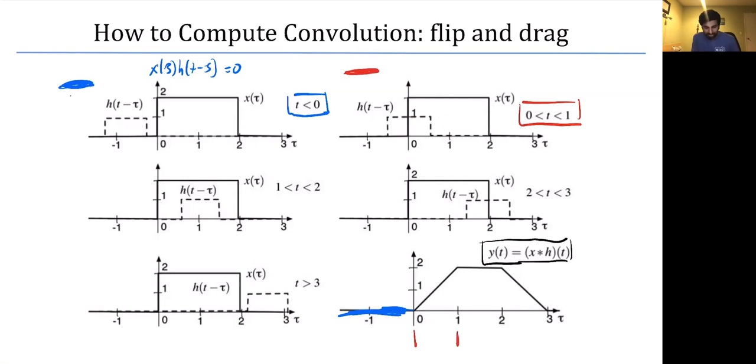So what is my output going to be? Well, what I need to do is calculate once again that integral, right? That magic integral that we really care about is y of t equals the integral x of tau h of t minus tau d tau. So I need to calculate that integral while we are in this regime, this red regime.